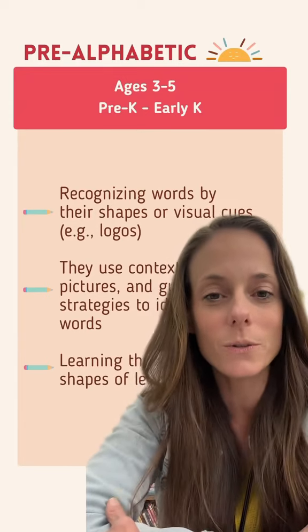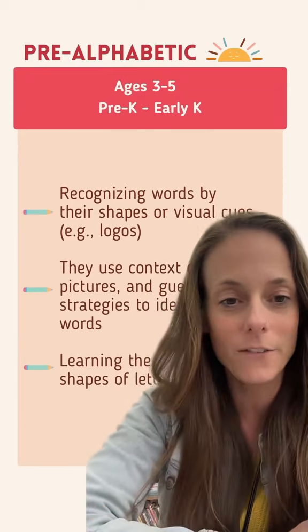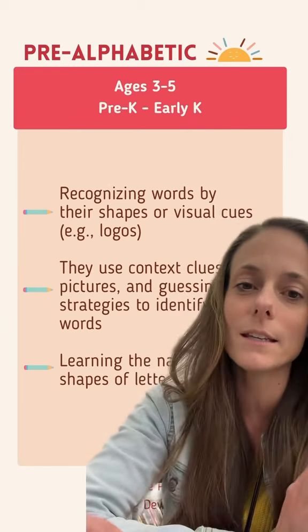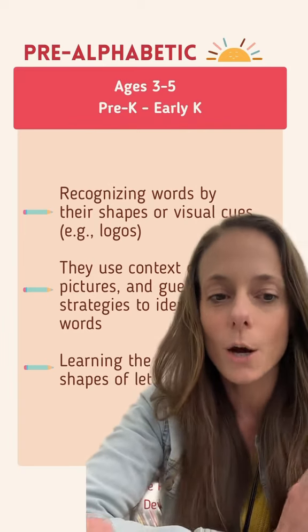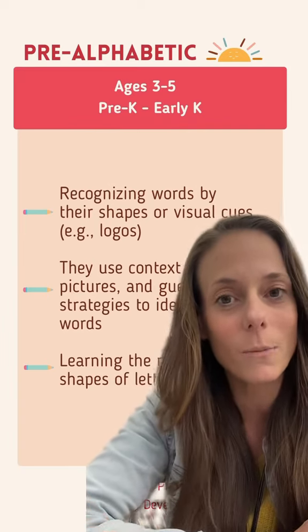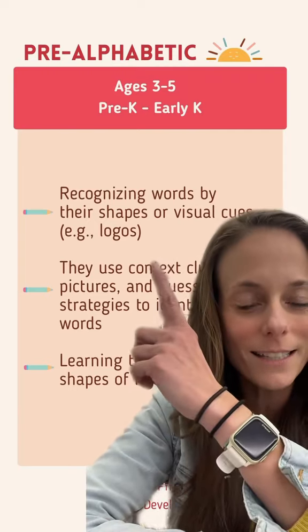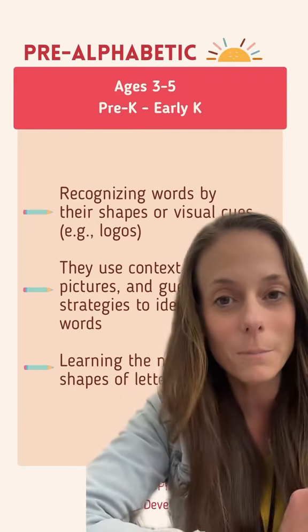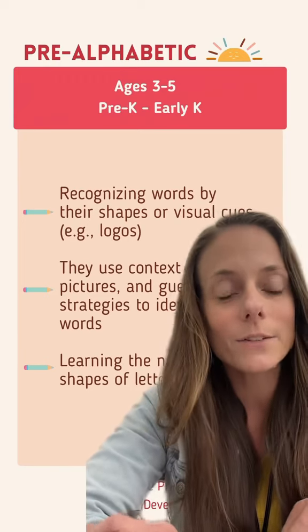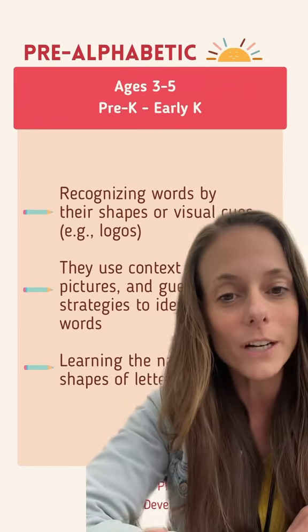I am going to start a series of videos where I am going to break down each of Ehri's 5 phases of reading development. These phases explain the different ways that children approach and process words. And the first phase that I wanted to talk about is the pre-alphabetic phase, and this is happening typically in ages 3 to 5. And it's also in grades preschool to early kindergarten.